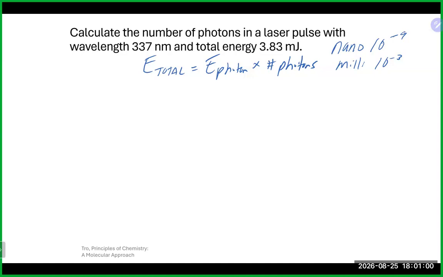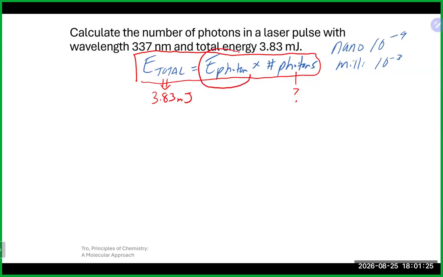So in this case, we're looking for the number of photons. With this relationship, if we know the energy per photon and the number of photons, that gives us our total energy. We are looking for basically this unknown. We do have the total energy given to us, which was 3.83 millijoules. So in order to figure out how many photons we have, the one thing we eventually need to figure out is the energy associated with one photon.